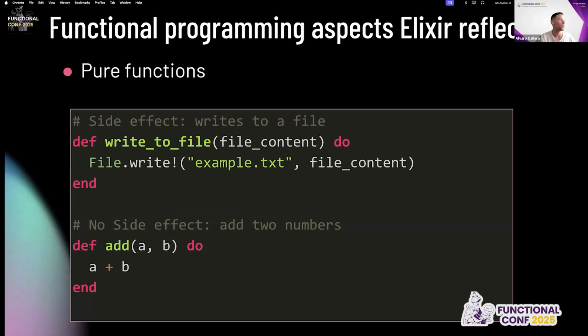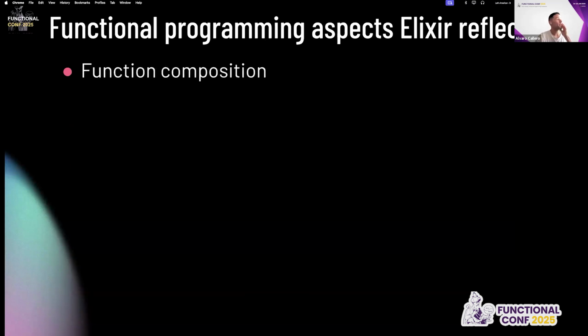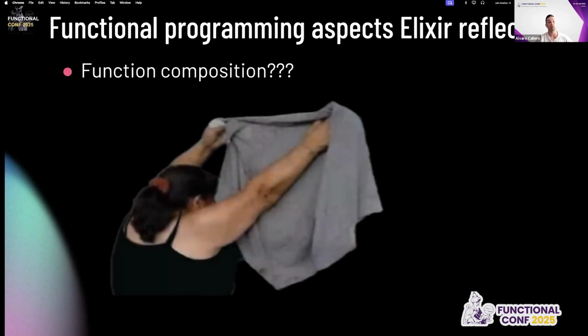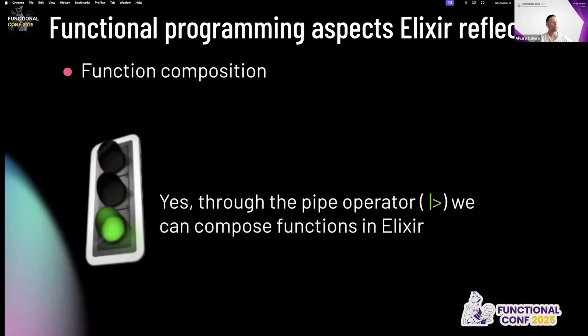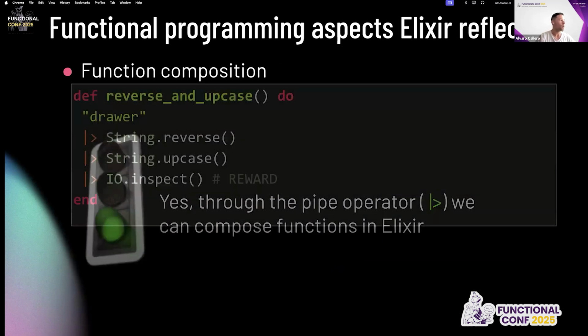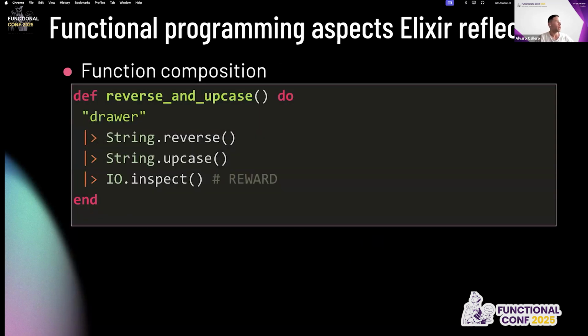And finally, let's see function composition. Function composition is the process of combining two or more functions to execute each of them in sequence to obtain a specific result. And the question is, do we have function composition in Elixir? And the answer is yes. Through the pipe operator, we can compose functions in Elixir. So in this case, we are gonna reverse an uppercase string.